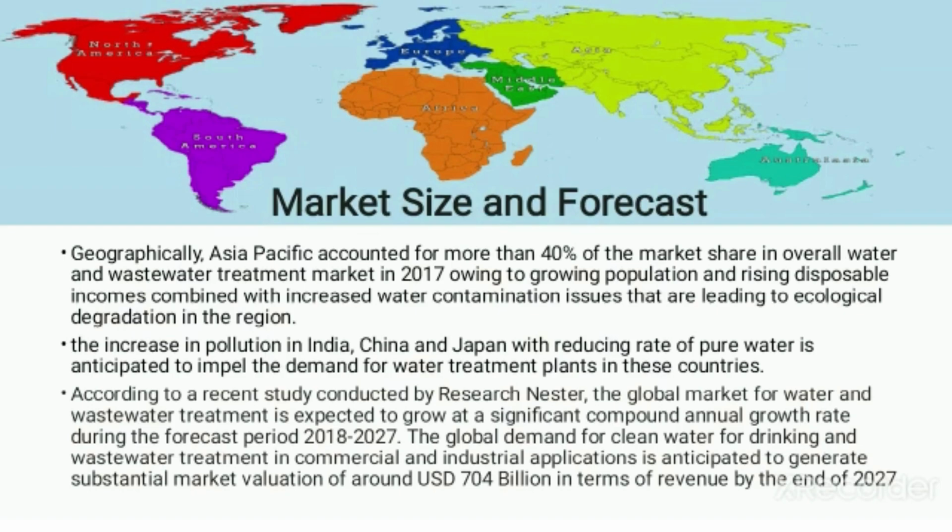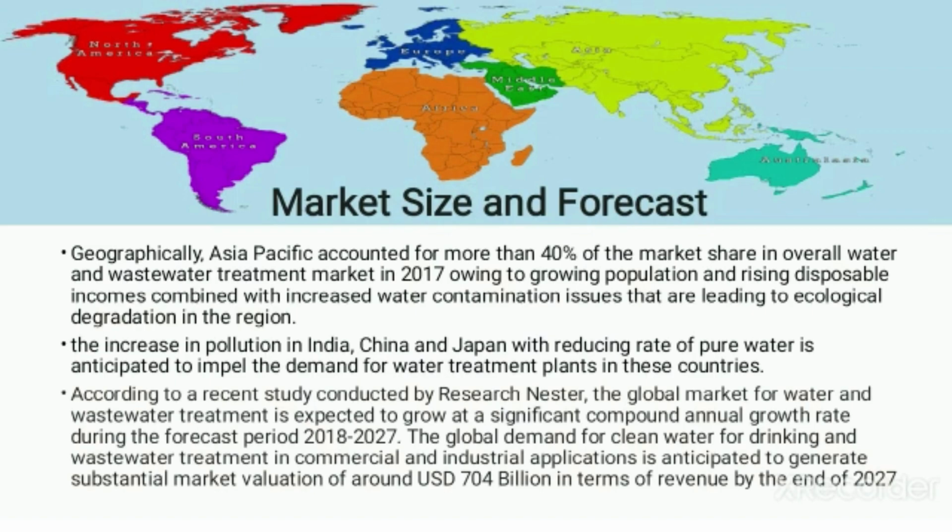Market size and forecast. Geographically, Asia Pacific accounted for more than 40% of the overall water and wastewater treatment market share in 2017, owing to growing population and rising disposable incomes, combined with increased water contamination issues that are leading to ecological degradation in the region. The increase in pollution in India, China and Japan, with a reducing rate of pure water, is anticipated to improve the demand for water treatment plants in these countries.